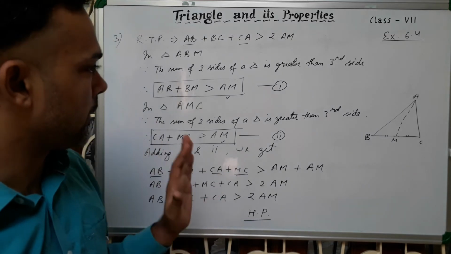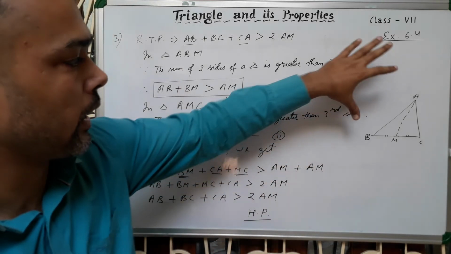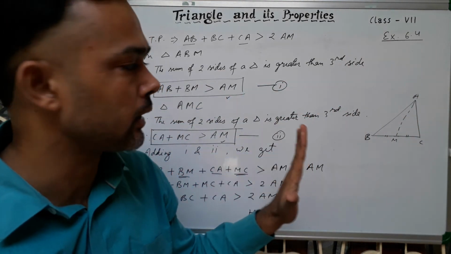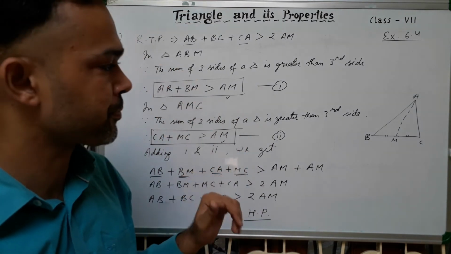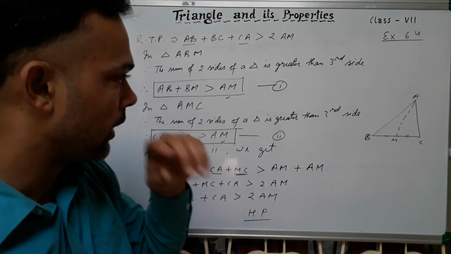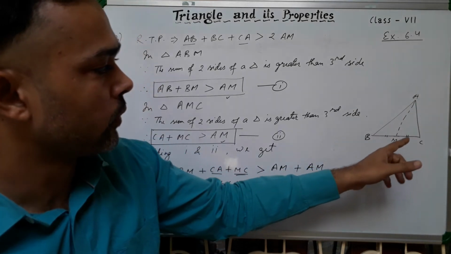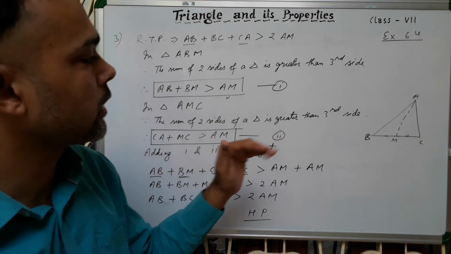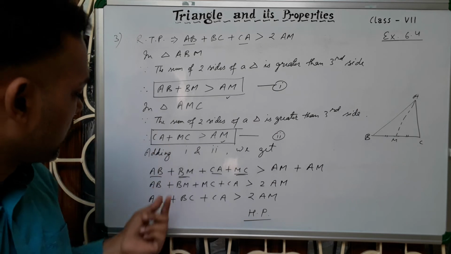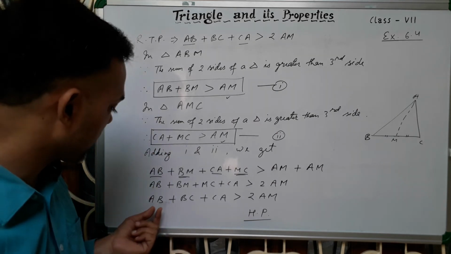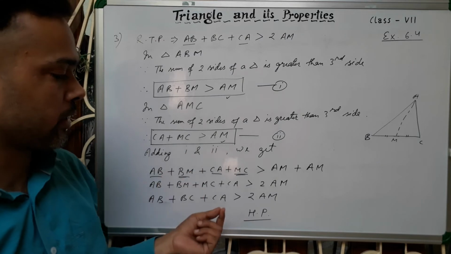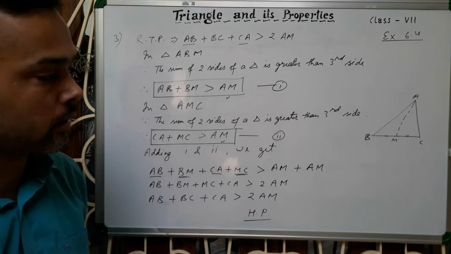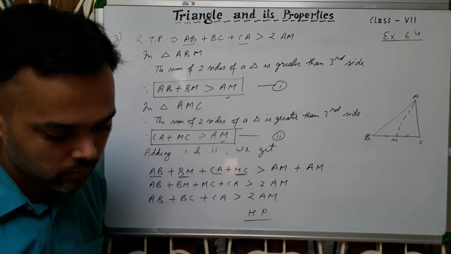I hope it is clear. I am telling it once again. Now see, AB plus BM will be greater than AM in first triangle that we have taken as triangle ABM. In second triangle, AC plus CM will be greater than AM, which I have taken over here as second part. When you are adding those two, then you are finally proving that AB plus BC plus CA is greater than 2AM. Okay. Now after this third part, let us move on to the fourth part.